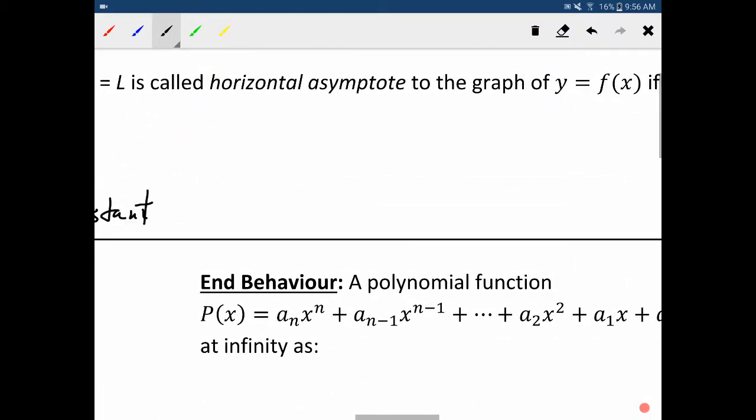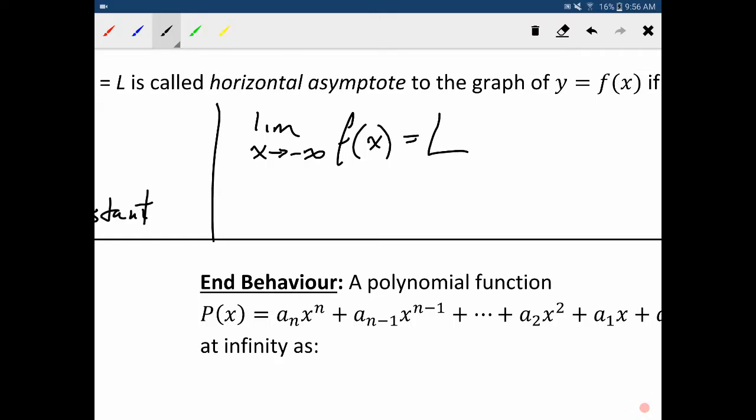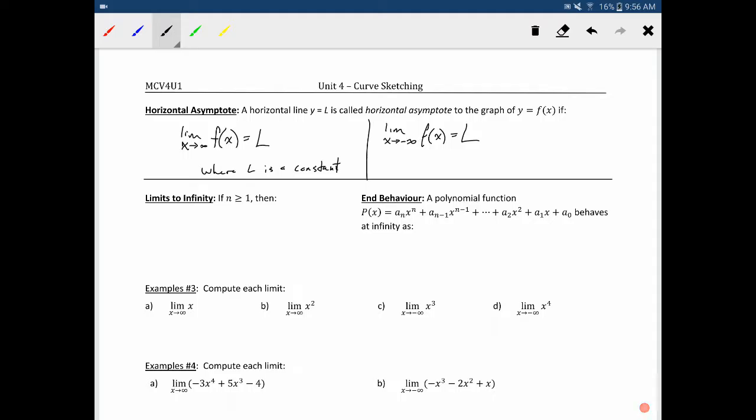And of course, the other way that you could get one is the exact same, except that we will approach negative infinity of our function. And if that equals L, that is also a horizontal asymptote. Often it will approach the same L value as it approaches from the left and the right. Not always, but it will often.